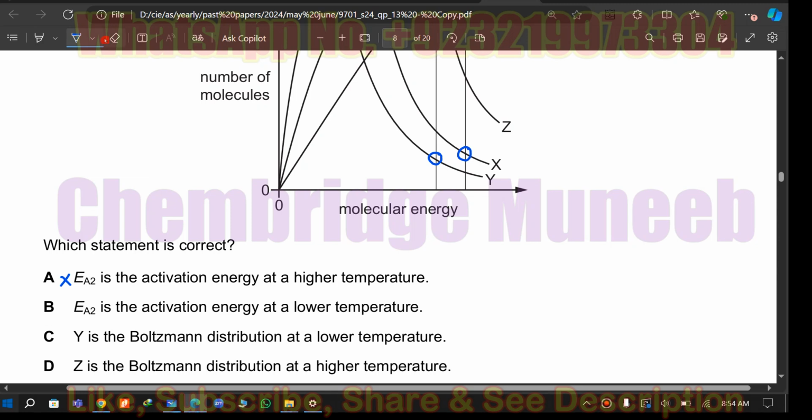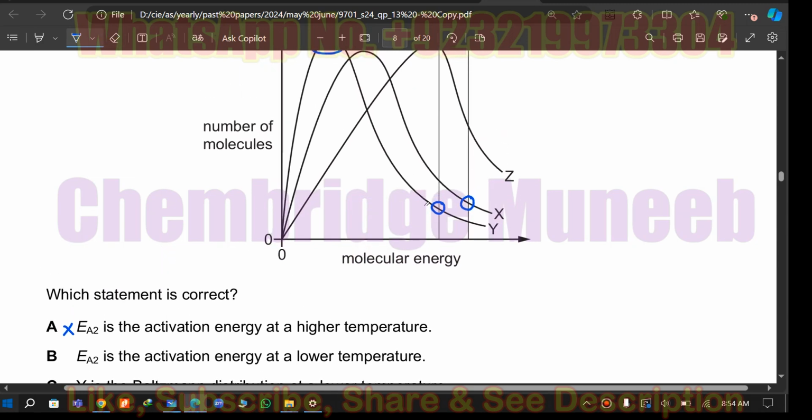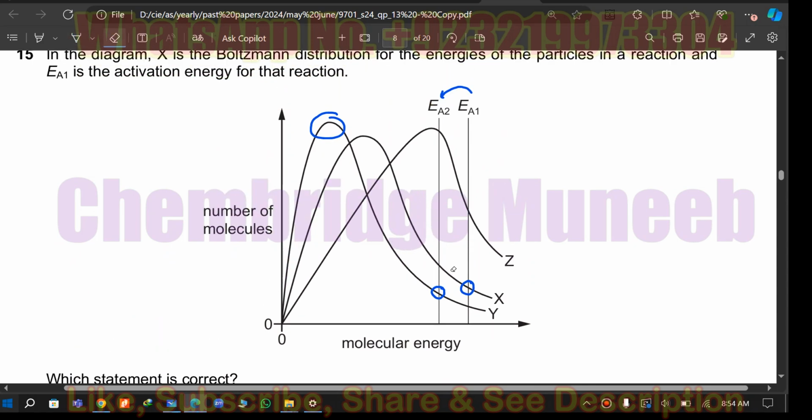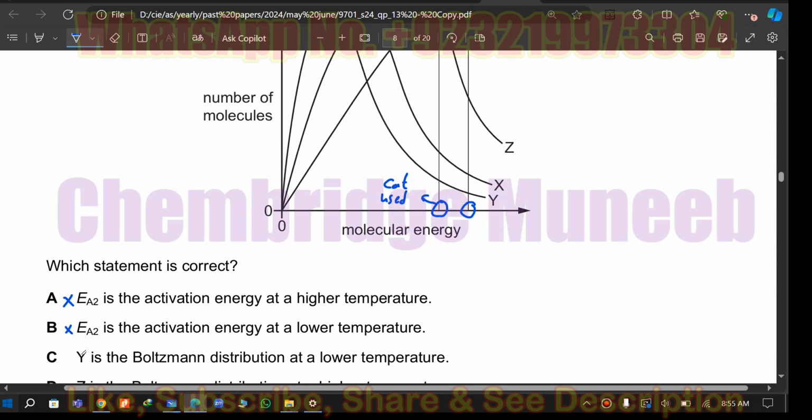the B option says that the EA2 is activation energy at lower temperature. What we know is that the activation energy does not change upon change in the temperature. If EA1 is there at this point, then it should stay here. It should not change upon temperature. If we link in the temperature, then the EA1 value should remain here. This EA2 should only be present here when the catalyst was used, not in terms of the temperature. So this option B also becomes incorrect.